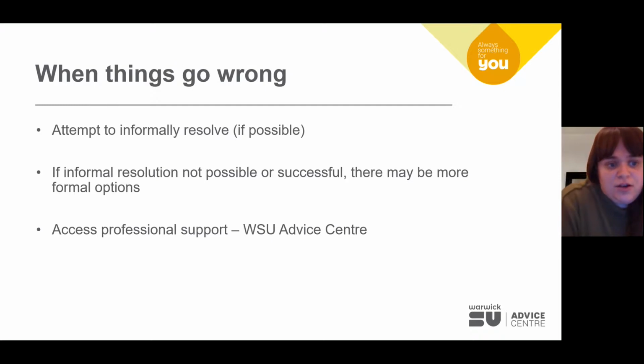So what to do when things go wrong? Unfortunately, sometimes there are issues throughout the tenancy. We'd always encourage you to attempt to informally resolve those issues if possible. So speaking to your letting agent and your landlord to attempt to negotiate a solution, because then that avoids any further processes that you have to go through, and it's in the best interest of both parties.